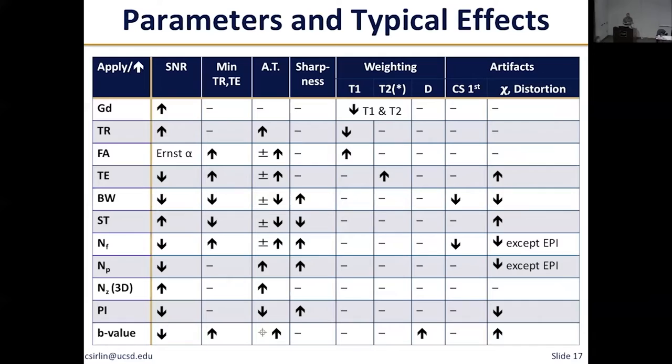So now in the next 30 minutes or so, we're gonna be talking about the other 5% by marching our way through this table. So we're gonna march our way through the table and go over different parameters. We're gonna talk about the effect of gadolinium, TR, flip angle, echo time, et cetera, over the next several minutes. So let's start with gadolinium.